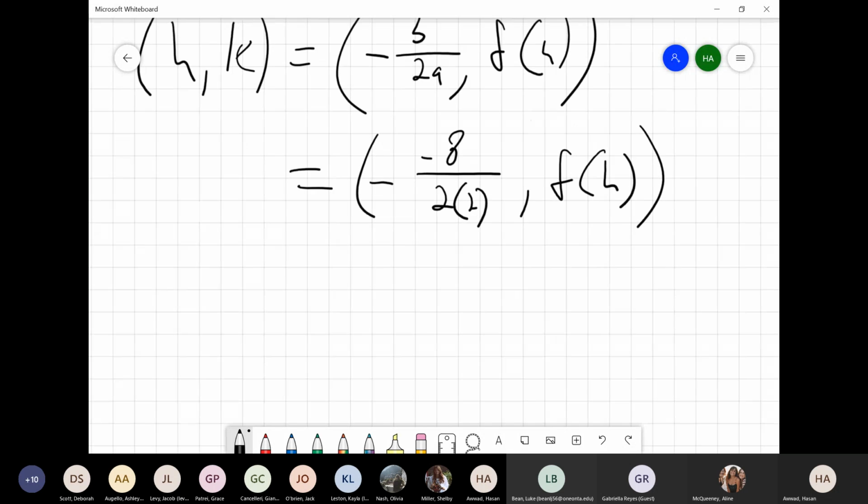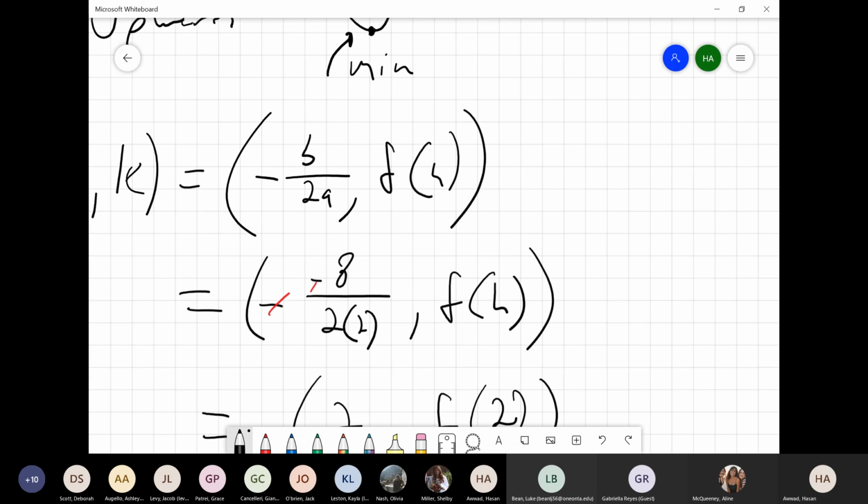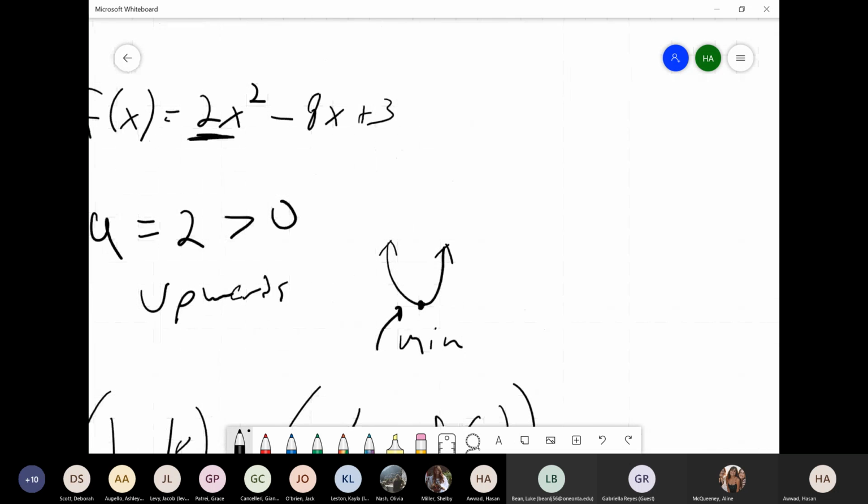Okay, simplifying this down, 2 negatives are going to cancel out, so this is going to be a positive number. And then we just have 8 divided by 4, because on the bottom, 2 times 2 is 4. So 8 divided by 4, we're going to just get a 2. So now we figured out that h is 2, which means our k value is going to be f of 2. What that tells us is we plug 2 into our function, and we'll be able to get the y component of our vertex. So let's go ahead and do that together.